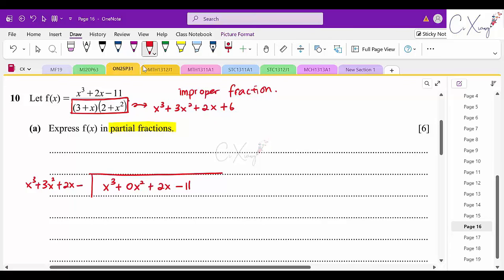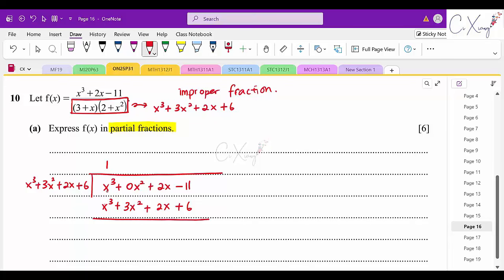Okay, so plus 6. Okay, so we apply the long division here. Something multiplied with x power 3 to get x power 3. So the something here should be a 1. So 1 multiplied with x power 3, then you get 1 multiplied with 3x squared, 1 multiplied with 2x, 1 multiplied with a 6.